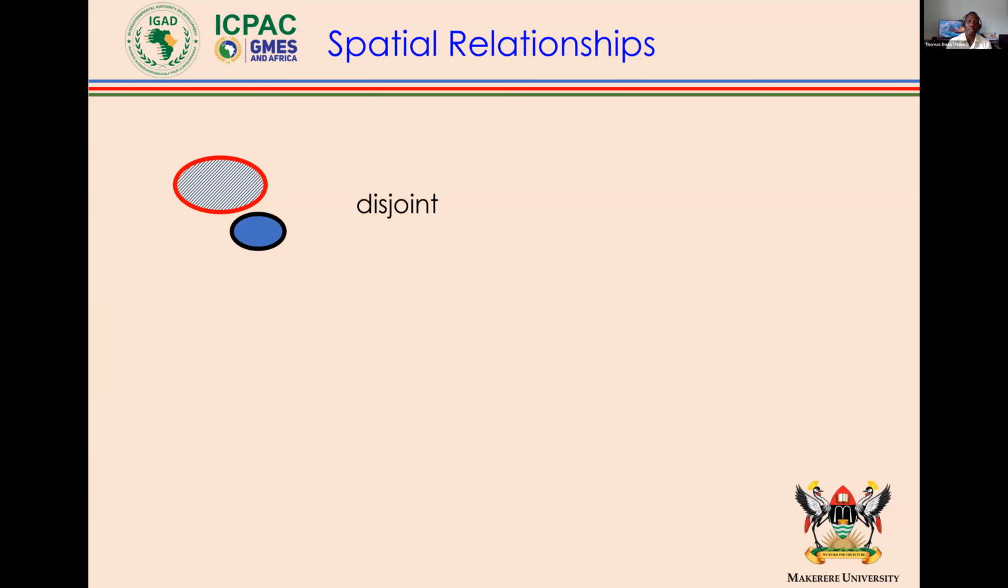Now we want to look at spatial relationship. So we talked about adjacency, but there's more to adjacency in terms of relationship. These spatial relationships are both topologically enforced and non-topologically enforced. So one, there is a disjoint.